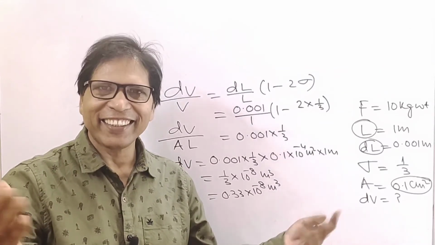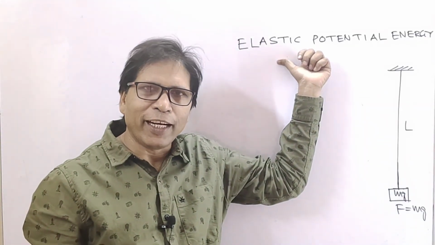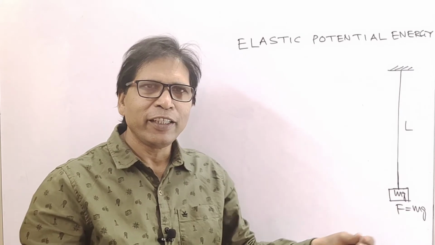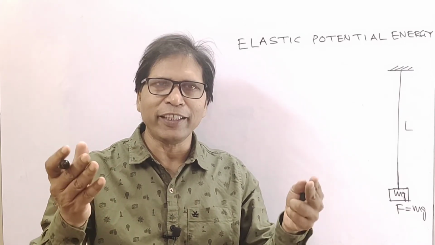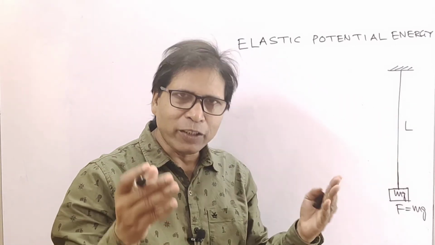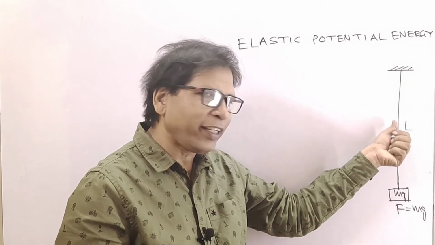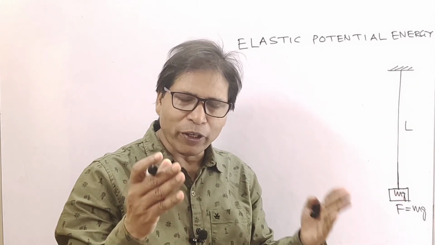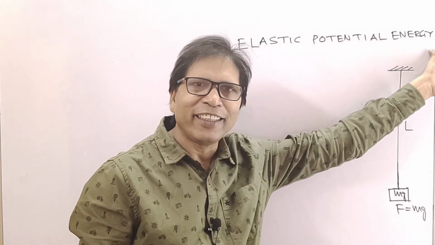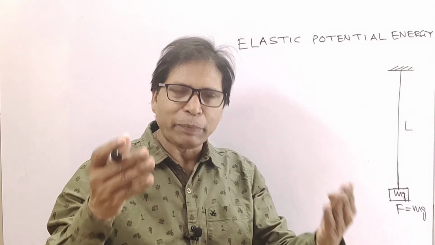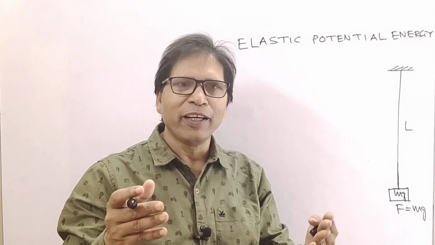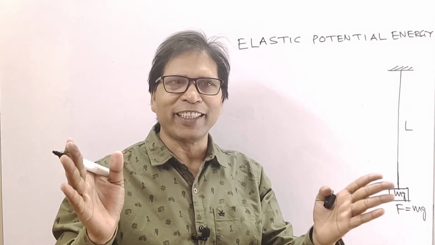Next, elastic potential energy. When a balanced force acts on an elastic substance, a reaction force is produced in it. The work done against this reaction force is stored as potential energy in the substance. This potential energy is called elastic potential energy. Now we have to derive the expression of elastic potential energy.